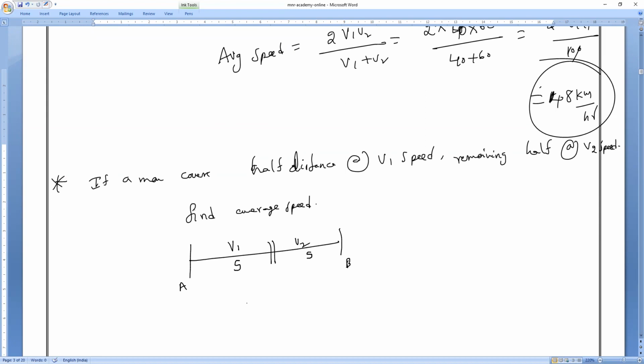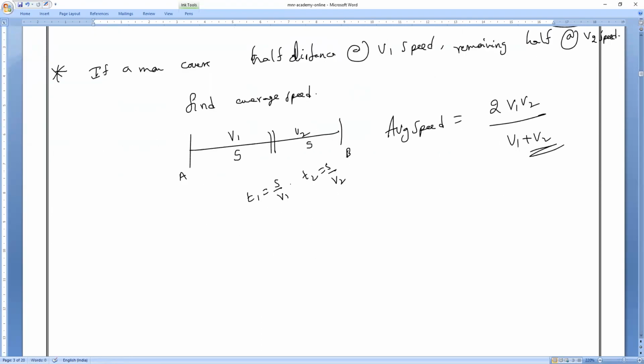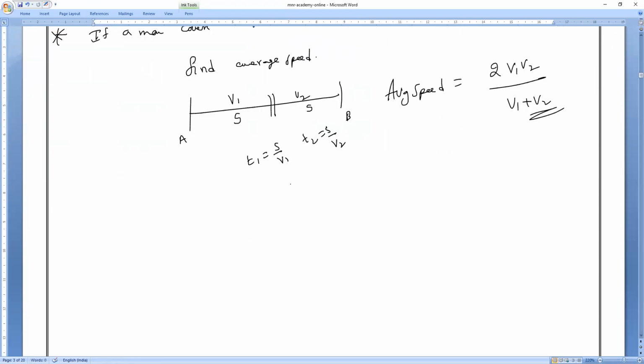Then T1 is equal to S by V1 and T2 is equal to S by V2. So the average speed is equal to 2V1V2 divided by V1 plus V2. So just apply the case. You have to learn the formula. That is it. Next.